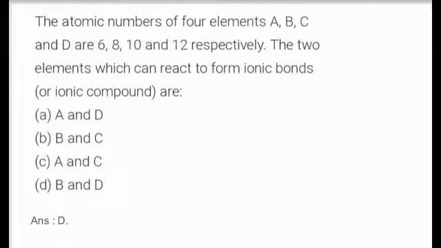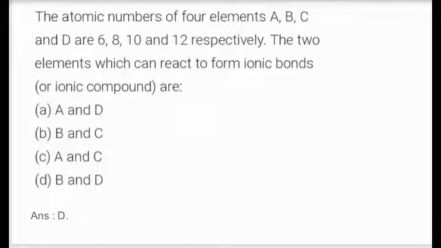The next question. The atomic numbers of 4 elements A, B, C, and D are 6, 8, 10, and 12 respectively. The two elements which can react to form ionic bonds, that is, forming an ionic compound, are. Options are A and D, B and C, A and C, and D is B and D. The correct option is B and D.